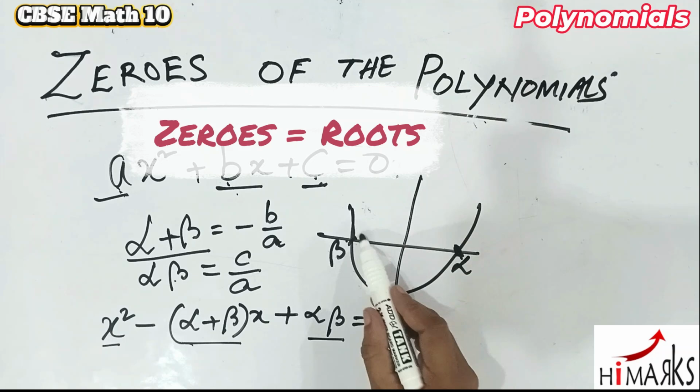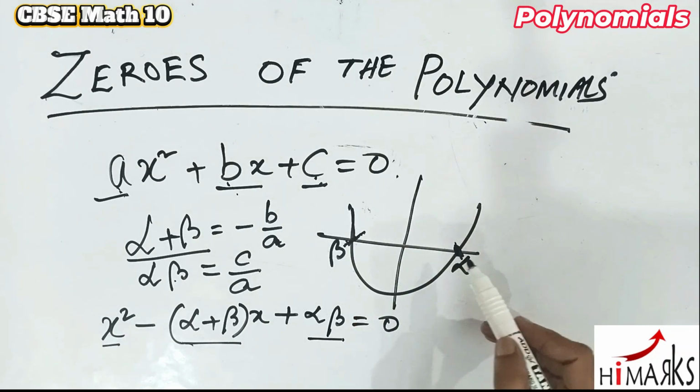These are zeros of the polynomial. Let's remember that root and zero of the polynomial are the same.